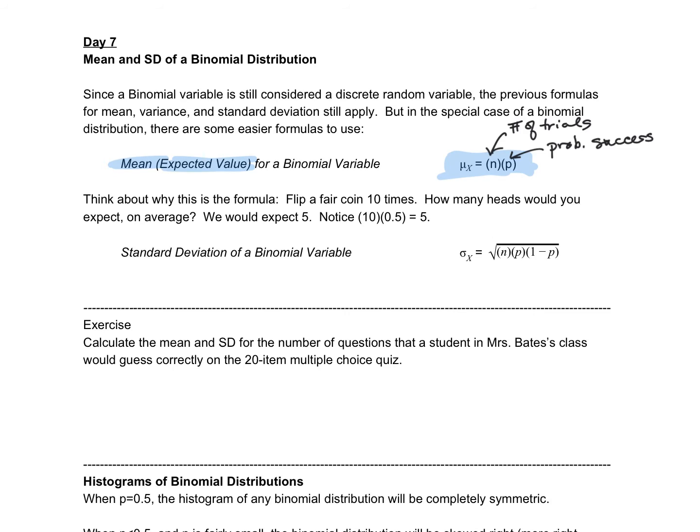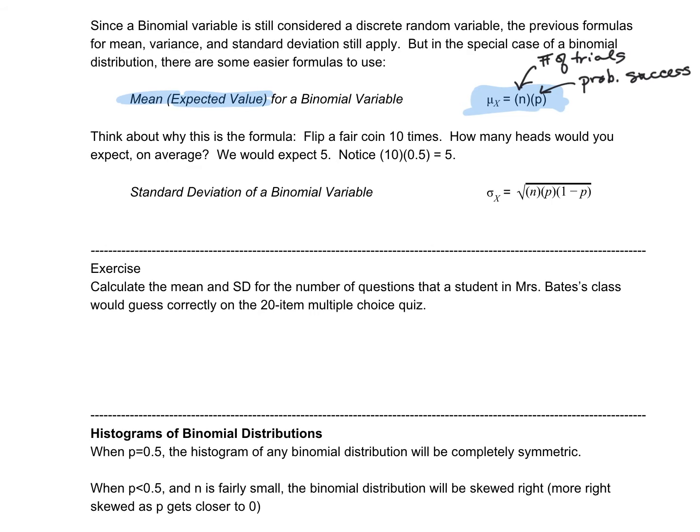So let's look at this. It says, think about why this formula works. Flip a coin 10 times. What's the probability of getting heads or tails every time you flip a coin? 50%. If you have a 50-50 shot 10 times, how many heads should you get? 5, common sense. So take the number of trials, 10, times the probability of getting heads, and guess what you get? 5. It works.